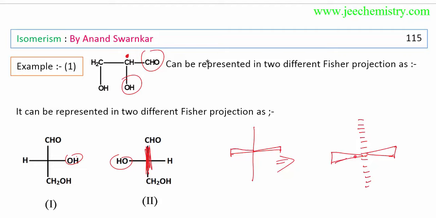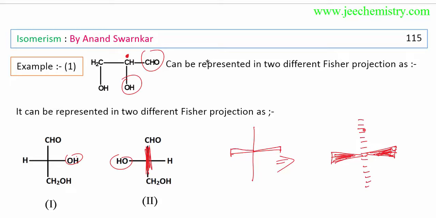Actually, in this way, we can represent the wedge. This is a wedge, this is a dash. This is away from the viewer, this is towards the viewer. This vertical line is away from the viewer, and this horizontal line is towards the viewer.